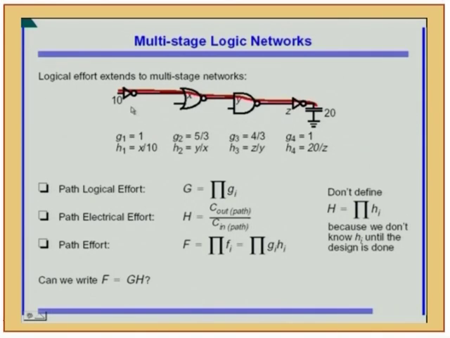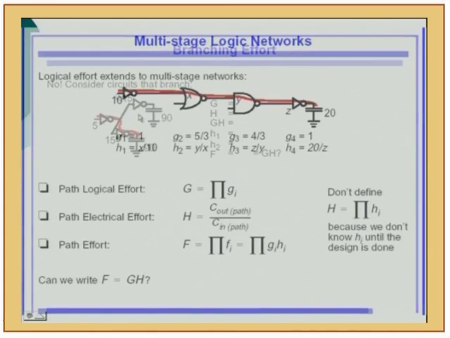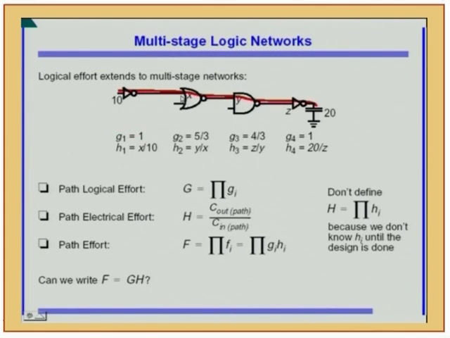So G1 is 1, and H1, that is the output capacitance divided by input capacitance, let us say it has a size of X, so it is X by 10. Similarly for G2, since it is a two-input NOR gate, 5 by 3, and H2 is Y by X, because this also I do not know. For this buffer, I also do not know what size it needs to drive, so I say it is Z. It need not be minimum size, it is a buffer stage.